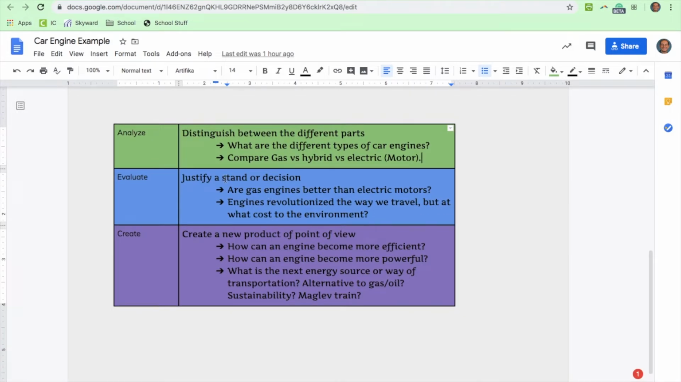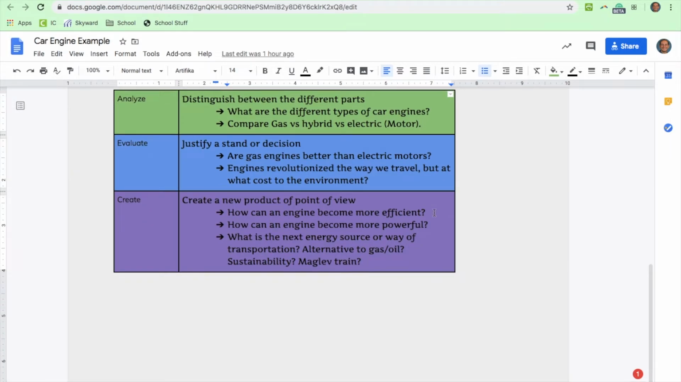Evaluate. Justify a stand or decision. Are gas engines better than electric motors? So maybe you want to argue and say that the gas engine is better suited than one electric motor would be. Or on the flip side of that, engines revolutionize the way we travel, but at what cost to the environment? So in this one, you are taking some type of stand on your decision.